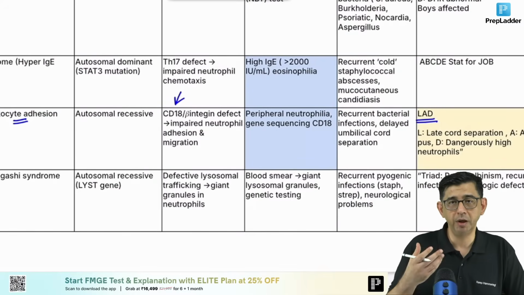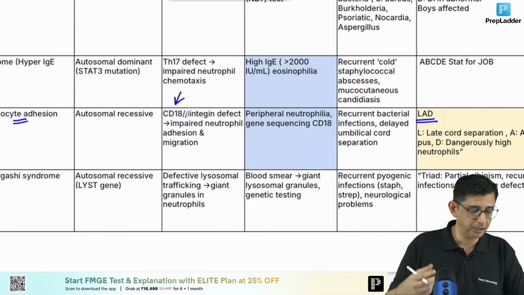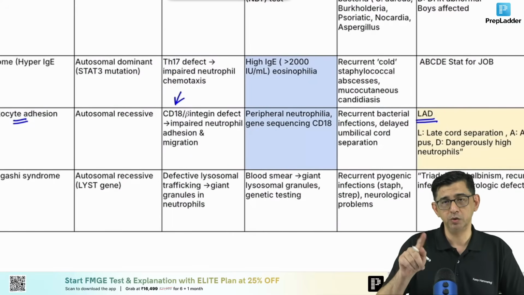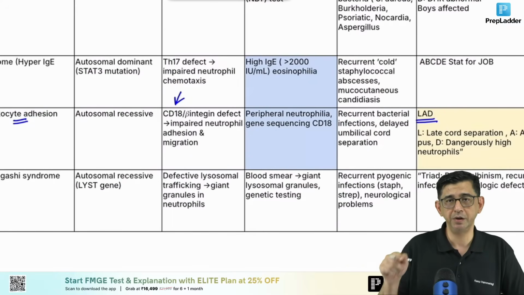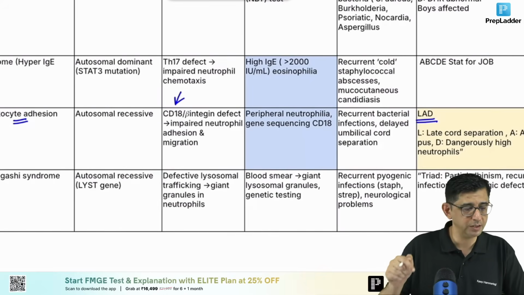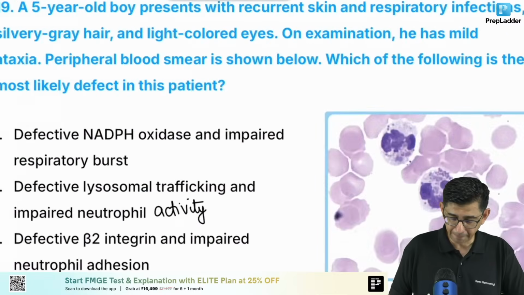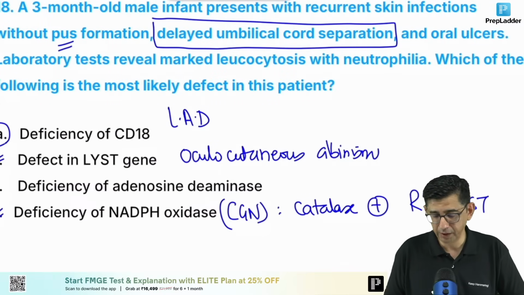Normally you read about umbilical stump bleeding, but today I'm telling you that late cord separation is an immunity-related defect present in this case. LAD is leukocyte adhesion defect, and there is late cord separation present here. So the correct answer for this question is yes, option A, that I've just explained.